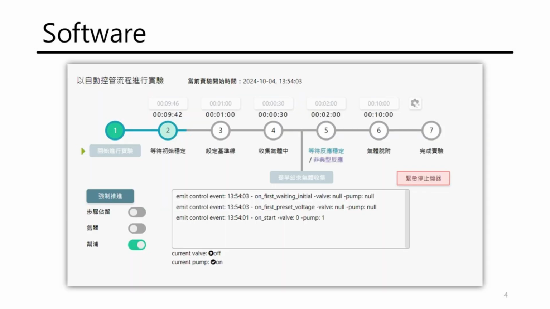The process is automated through a series of steps, from initiating the experiment, stabilizing the system, setting baselines, collecting gas samples, waiting for reaction stabilization, to desorbing gases and completing the experiment. You can see real-time status updates and control events such as valve and pump states. This automation ensures precise timing and consistency throughout the data collection process.